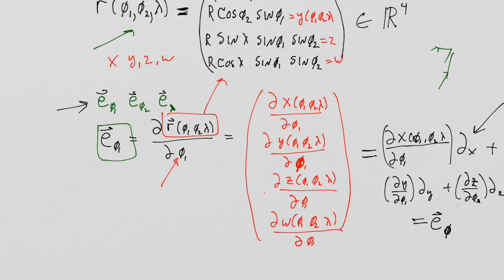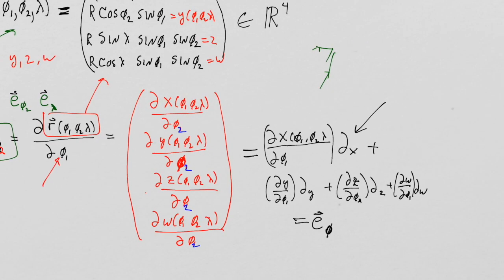The other one, let's see, I'll go to red here. I just turn that to a 2, and then I'll go to blue here, and this becomes a 2, and this becomes a 2, and this becomes a 2, and so on, and we're done, right? That's the value for phi 2.